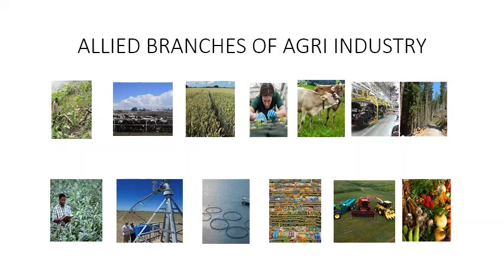Allied branches of agriculture include farming and cattle rearing, monoculture, tissue culture research, farming of animals, cultivating plants, and industrial production of crops. Forestry is shown here, and here the agricultural scientists are studying the various types of activities. Water for agriculture is taken out, and irrigation scientists are trying to find out how to water the plants. And here is the monoculture.